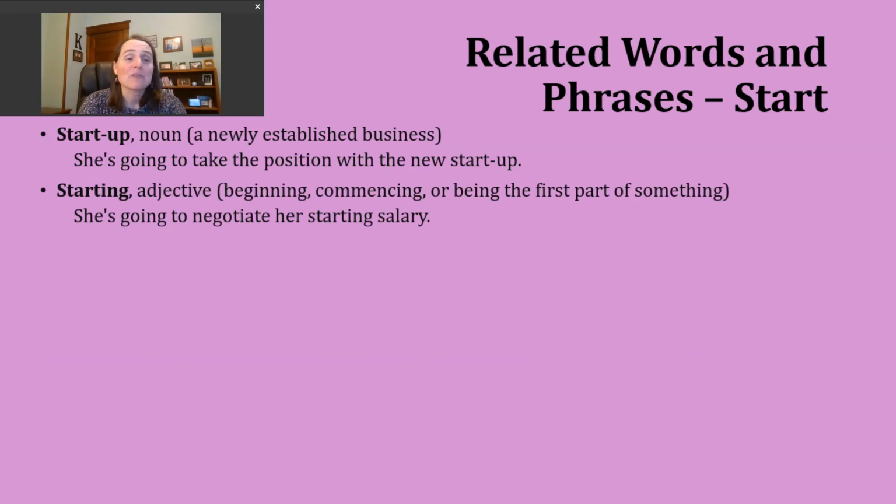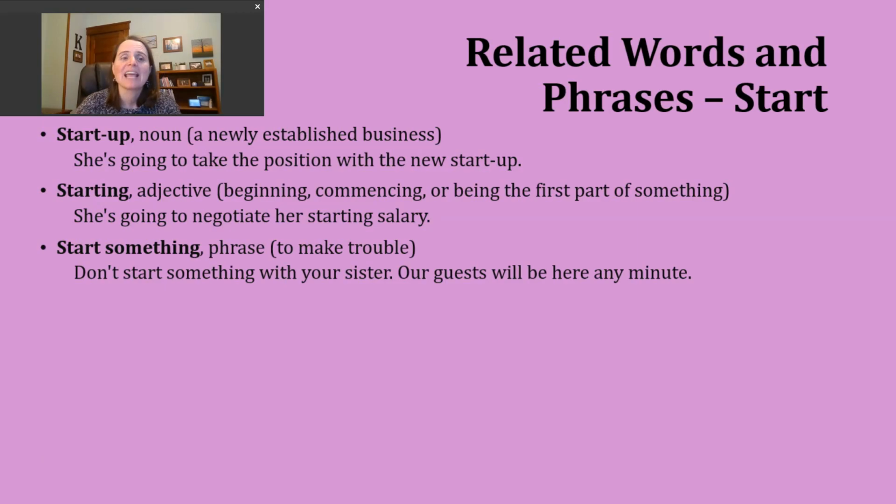Another word you might encounter is the adjective starting. This is generally describing something that is beginning, commencing, or is the first part of something. An example of this could be, she's going to negotiate her starting salary, or the amount of money she will make in this new role.